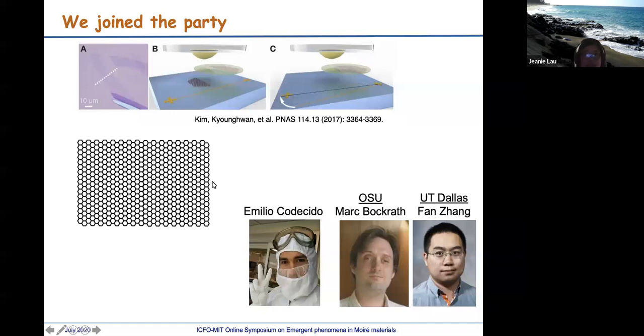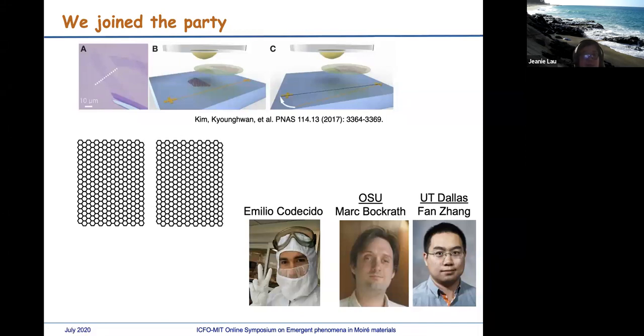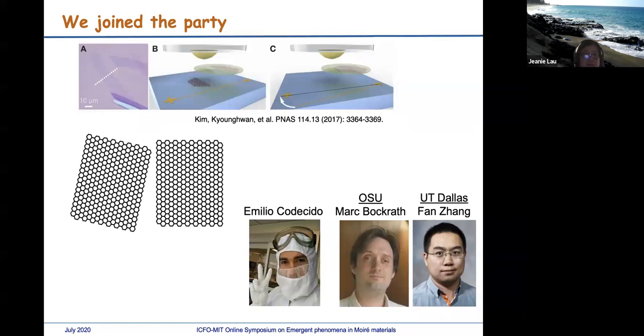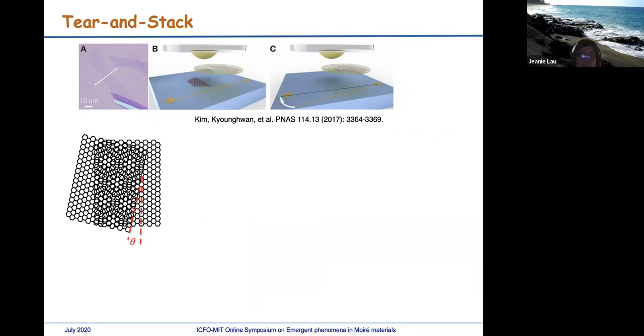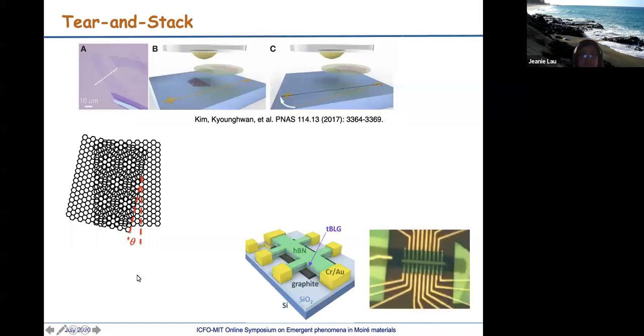Here we use the same tear and stack technique that has been pioneered by, for example, Tutuc's group and also Pablo's group. We start with a single piece of graphene, along with boron nitride, break it into two, rotate one of the pieces by a fixed amount, and then stack the two so that the two pieces of graphene are stacked at a well-defined angle. This twisted bilayer graphene is sandwiched between hexagonal boron nitride. Here's a device image and a device schematic.